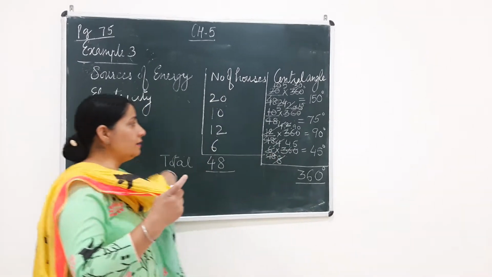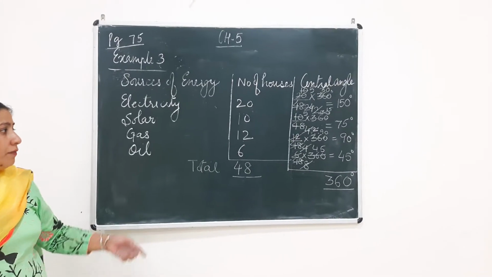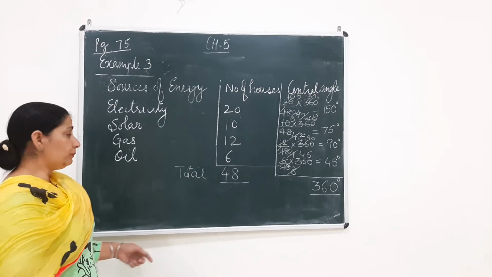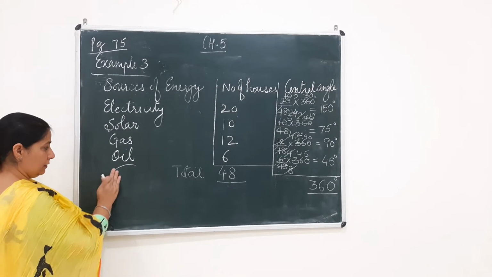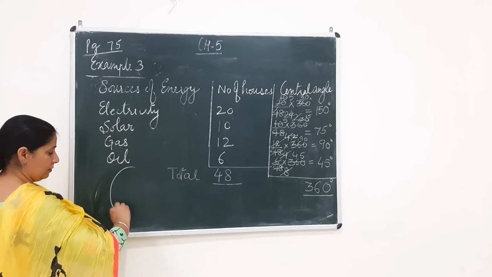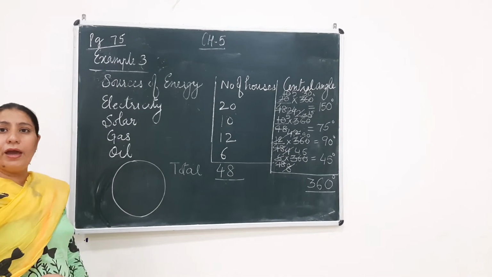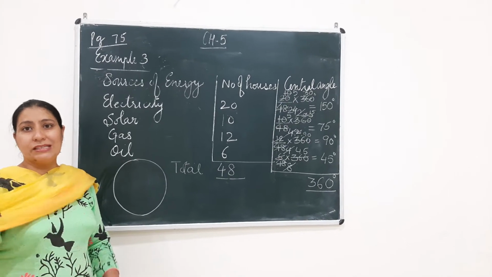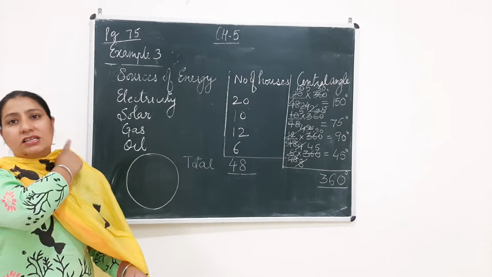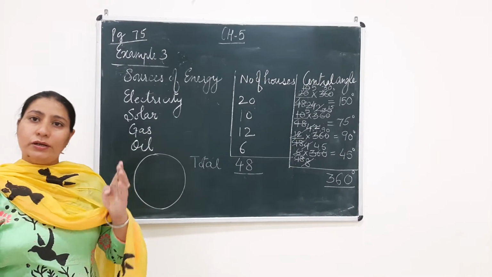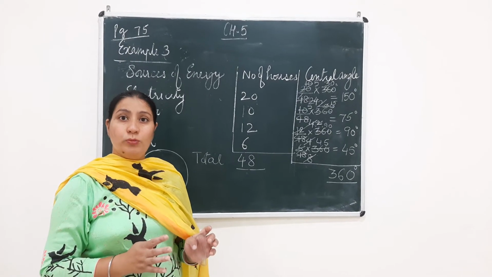Now I will represent this information in the form of a pie chart. How will we make a pie chart? I will first of all draw a circle. This circle, children, I can draw of any radius. If you see my PDF file, I have taken a radius of 5 cm because a circle of radius 5 cm fits on a single page and is very clear to draw.